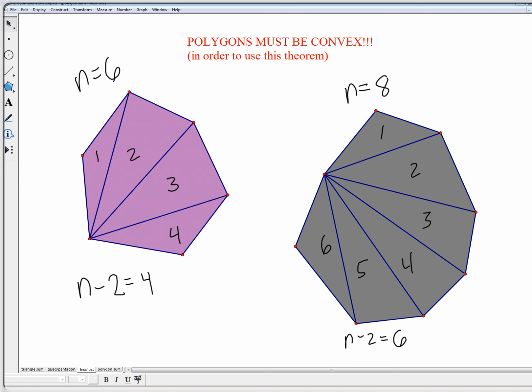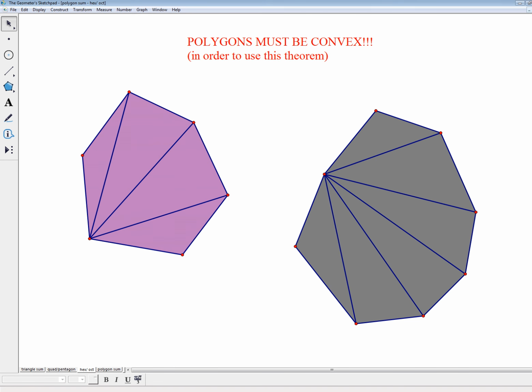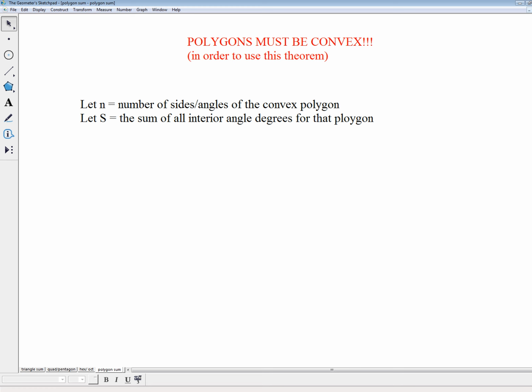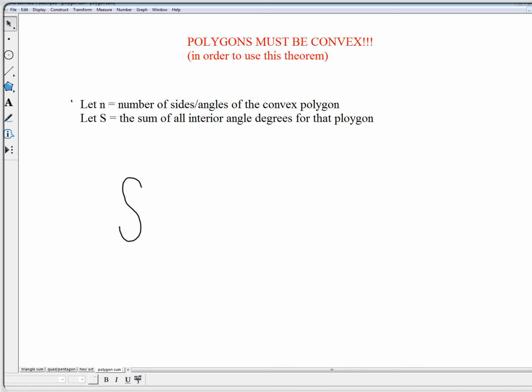So let's now look at our new theorem. Remember, we must have convex polygons, and we're letting n equal the number of sides or angles. S is going to be the sum of the interior angles. So what we have is 2 less than the number of sides times 180 degrees: S = (n − 2) × 180.